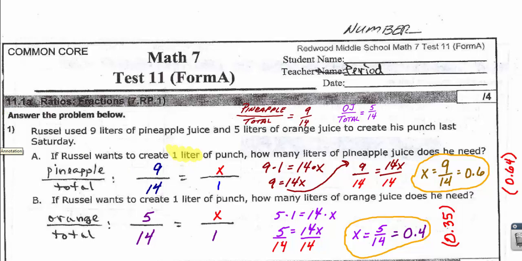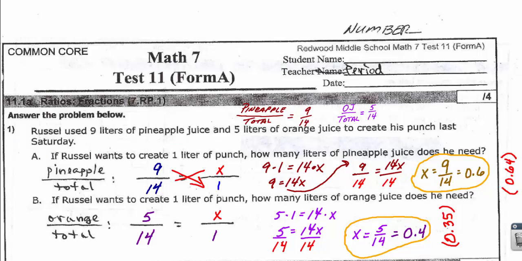need? So the how much pineapple will he need becomes the X, becomes the unknown. This right here, how many liters of pineapple juice is the X, is the unknown. So our new ratio is 9 to 14, and it's equal to x to 1. That's our proportion. We solve by cross multiplying, the 9 times the 1, the 14 times the x.